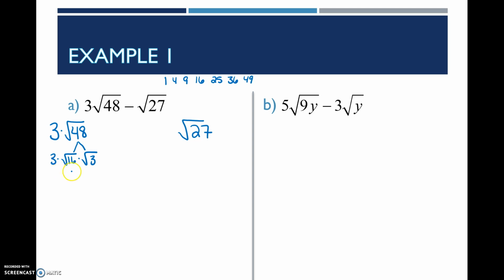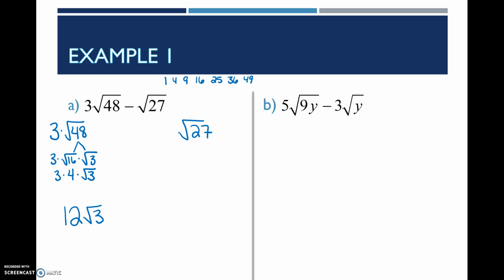The square root of 16 is 4. So we have 3 times 4 times the square root of 3. What is 3 times 4? 12. So we have 12 times the square root of 3.